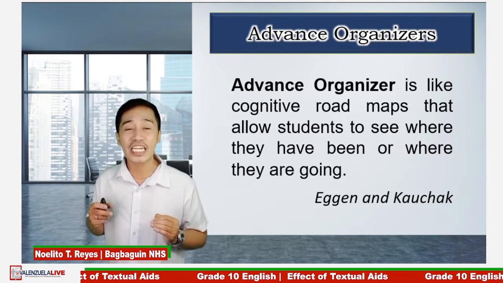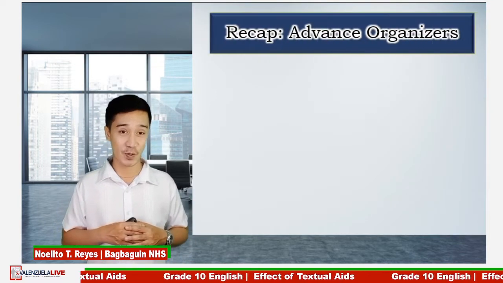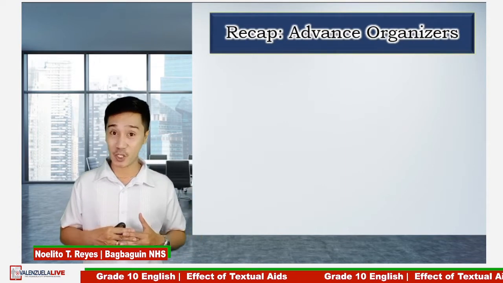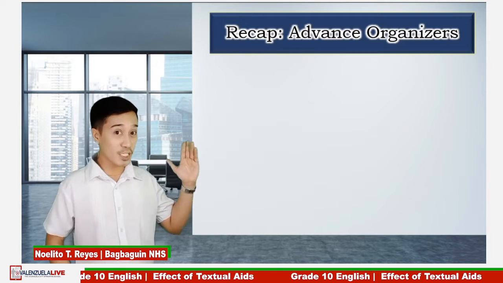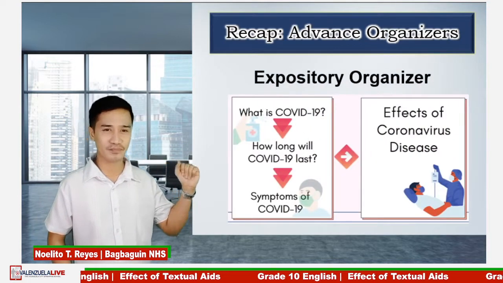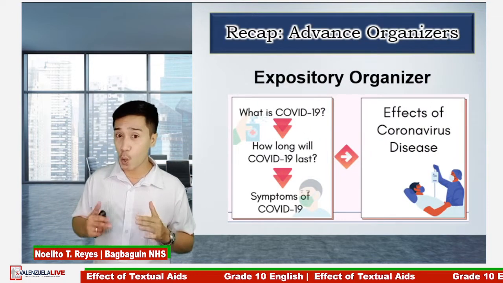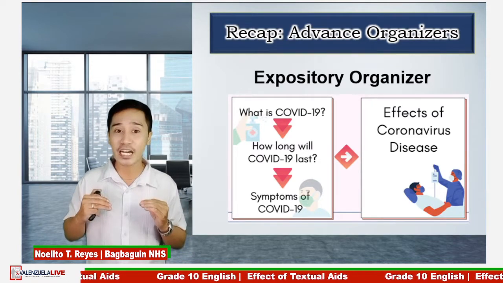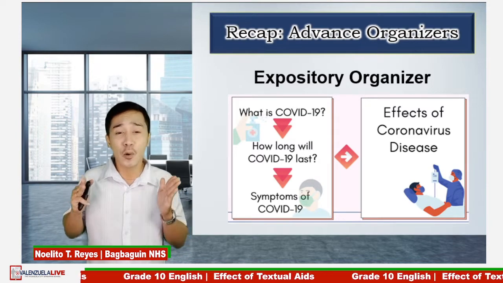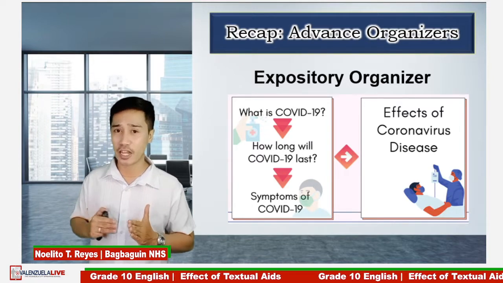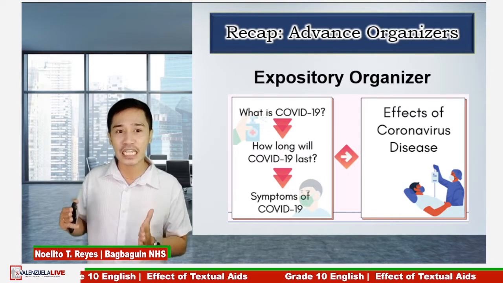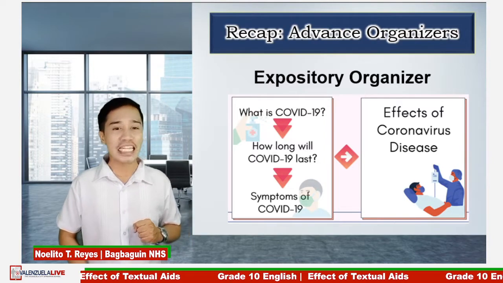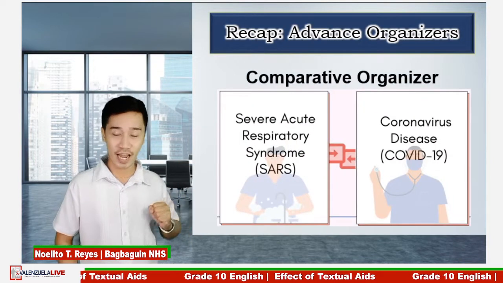Let's have a quick recap of the advanced organizers. Some of the advanced organizers mentioned were expository organizer. This type of organizer is used to present new or detailed information as opposed to making connections with previously introduced information. Another is comparative organizer.